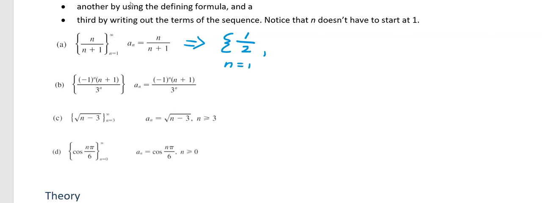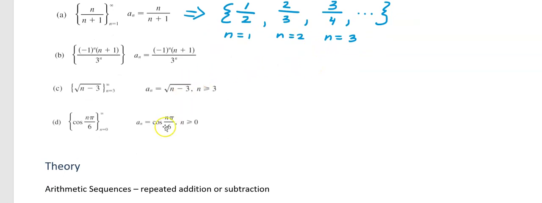Our second term would be when n is equal to 2. So this would be when we have 2 over 2 plus 1, which would be 2 over 3. Our third term would be when n is equal to 3. So we would end up with 3 over 3 plus 1, which would be 3 over 4. And since this sequence goes towards infinity for our n, we can just do a comma, dot, dot, dot to show that this pattern continues on. So that's how you can write it when you're writing out each of the terms. Let's try B, C, and D.